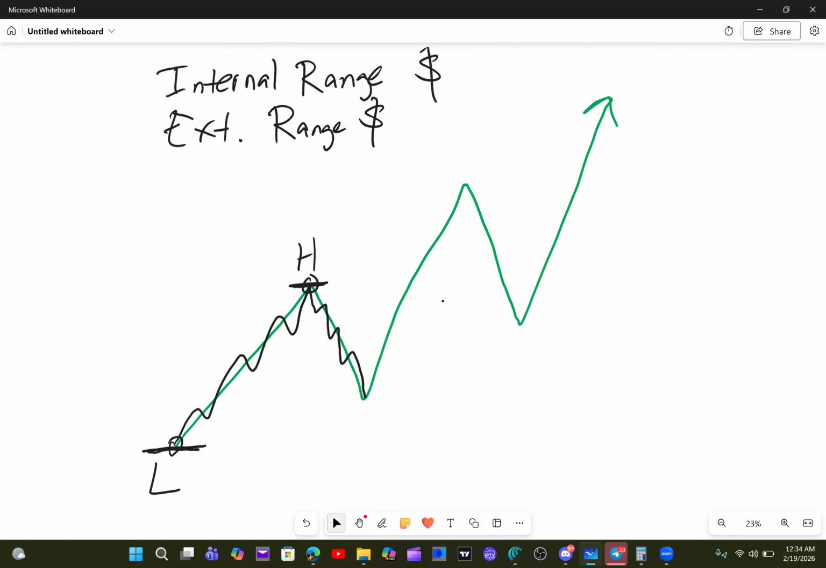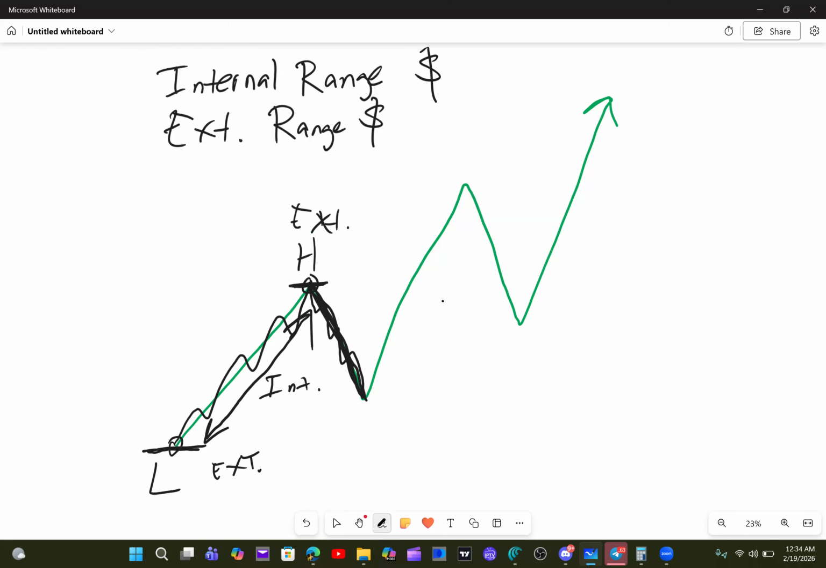So what's internal? Internal range liquidity is anything inside of this range, anything on the inside of this range, internal, and price will pull back to internal range liquidity. All right. Where's the external range? Well, if internal is on the inside, external is on the outside of the range, above the highs and below the lows.